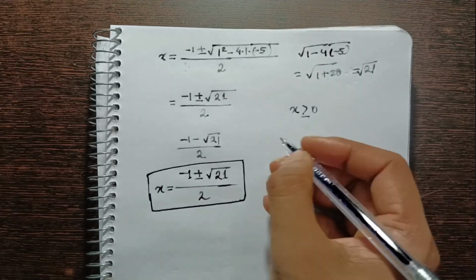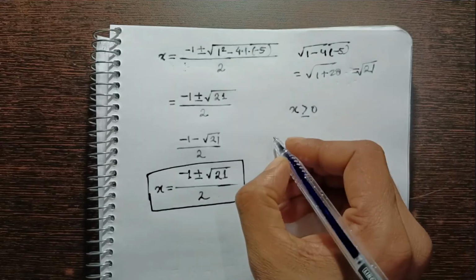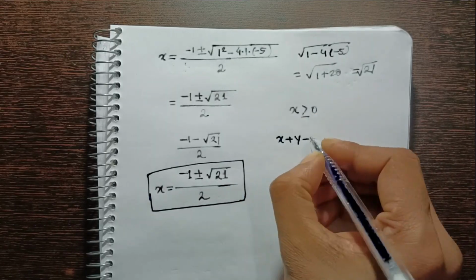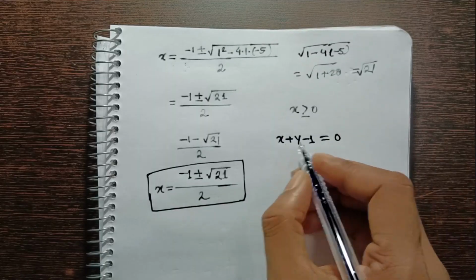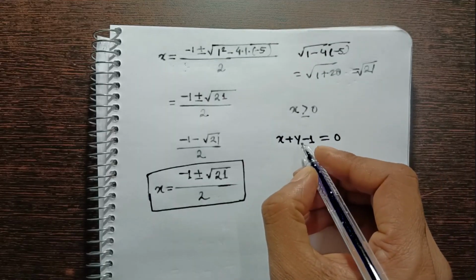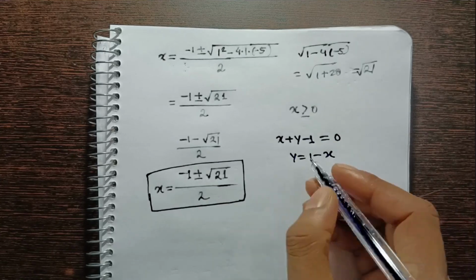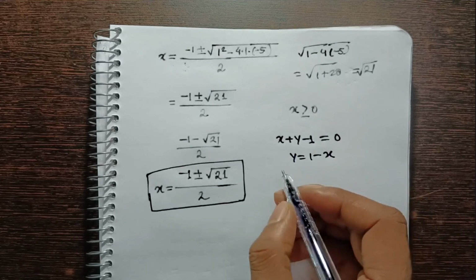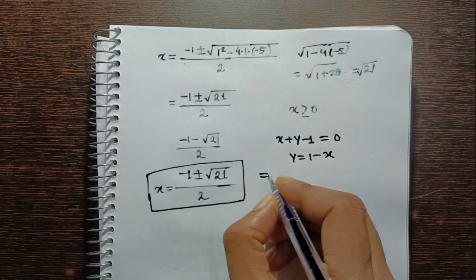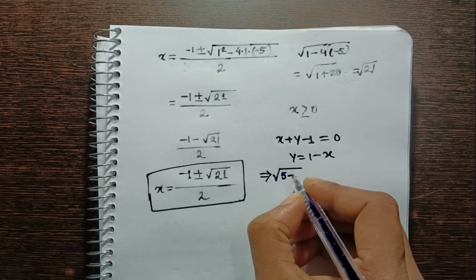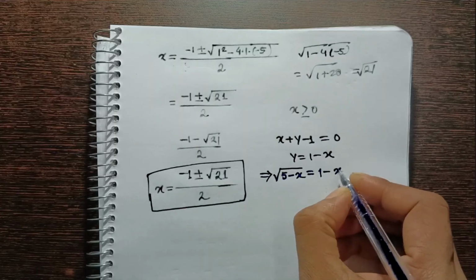Now, don't celebrate yet because we still have case 2. Remember that second factor we found earlier, which was x plus y minus 1 equals 0. This implies that y equals 1 minus x. So again, we go back to our original relationship where the square root of 5 minus x equals y, and we substitute this new expression in. So we get the square root of 5 minus x equals 1 minus x.